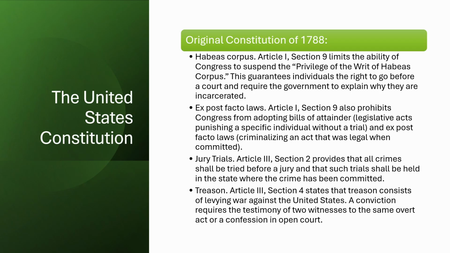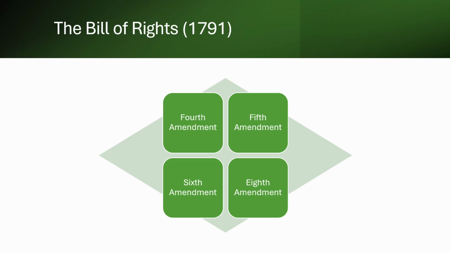The Bill of Rights, ratified in 1791, further establishes protections relevant to criminal procedure, including the Fourth Amendment, which protects against unreasonable searches and seizures and sets requirements for warrants; the Fifth Amendment, which provides grand jury indictments, double jeopardy, self-incrimination, and due process rights; the Sixth Amendment, with rights to a speedy and public trial, impartial jury, notice of charges, confrontation of witnesses, compulsory process for obtaining witnesses, and assistance of counsel; and the Eighth Amendment, with prohibitions on excessive bail or fines and cruel and unusual punishment.